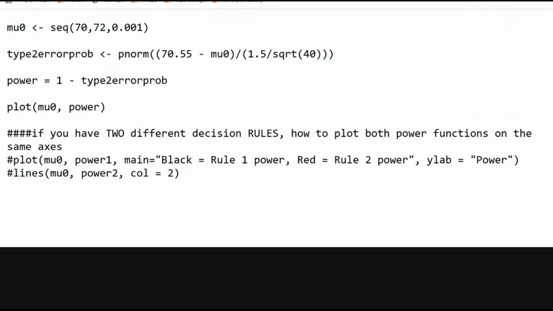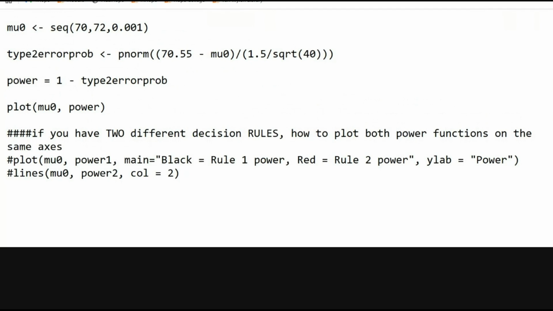So try plotting it, and then I'll take a look as I walk around the class and see whether you can see the other two. Now, if you want two rules and you want to plot them together, well, just do that line, right? Mu 0 is fixed. You have the same values of mu.